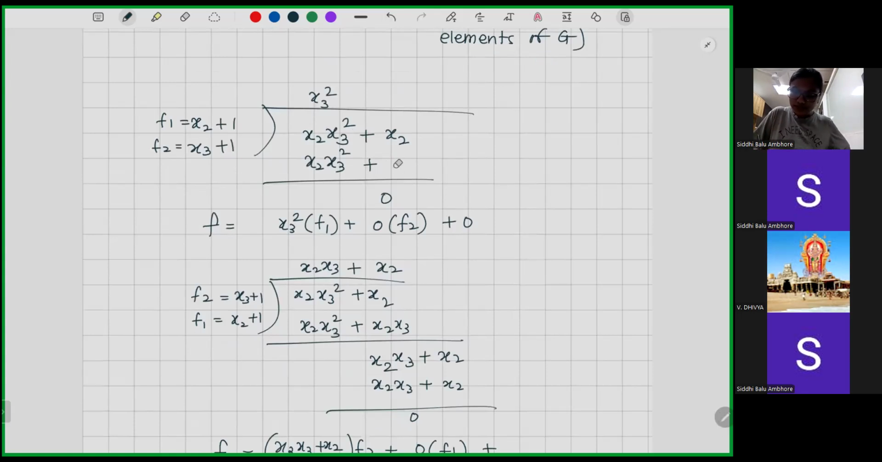Oh, yeah, it's not 0. It is x2, x3 square. Okay, yeah, you are right. It is x3 square, right? And this is x3 square minus x2, minus x3 square x2. And now I can divide by either of them.